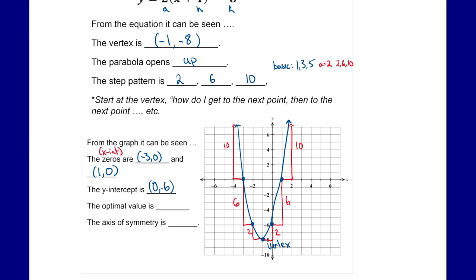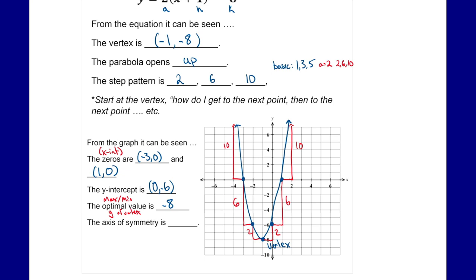Our optimal value, this is the maximum or minimum. So our optimal value means our max or min, and it's the y value of the vertex. So the y value of our vertex is negative 8, and it would be the minimum.